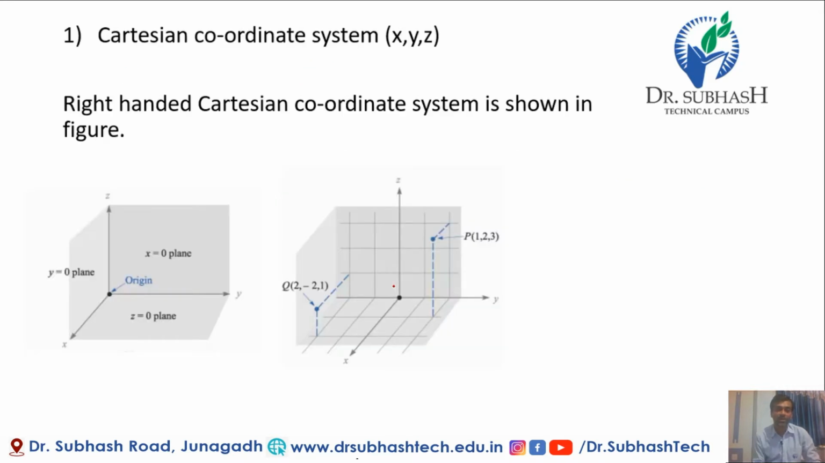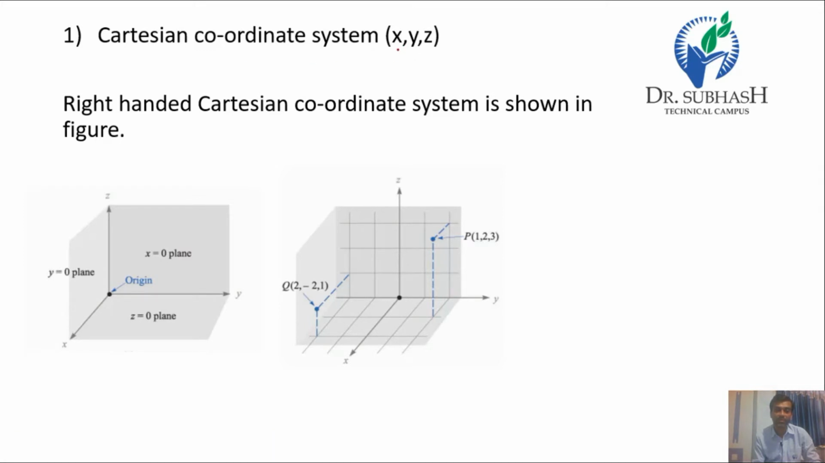First one is the Cartesian coordinate system. In a Cartesian coordinate system there are three axes, represented by the x-axis, y-axis and the z-axis. Here we use the right-hand Cartesian coordinate system. Right-hand Cartesian coordinate system means what? There is the right-hand screw rule, meaning x is always left-hand side to y, and y is always left-hand side to z, or in other words y is always right-hand side to x, and z is always right-hand side to y.